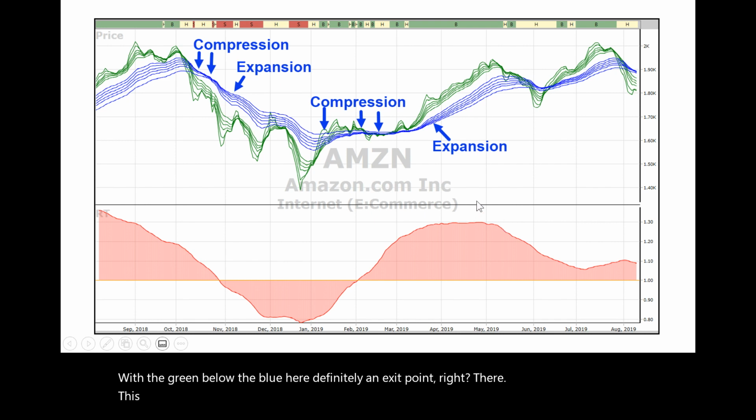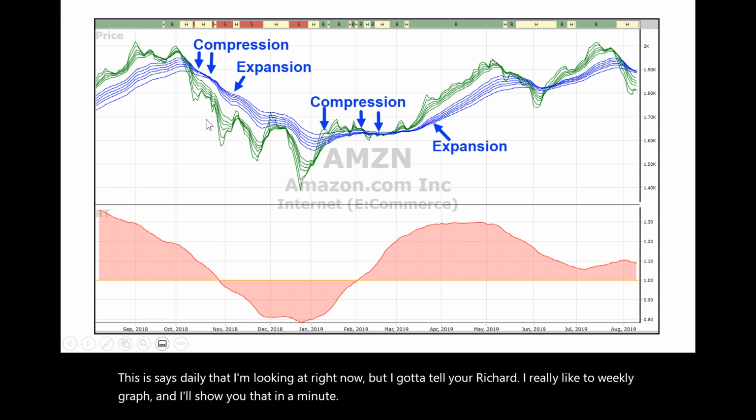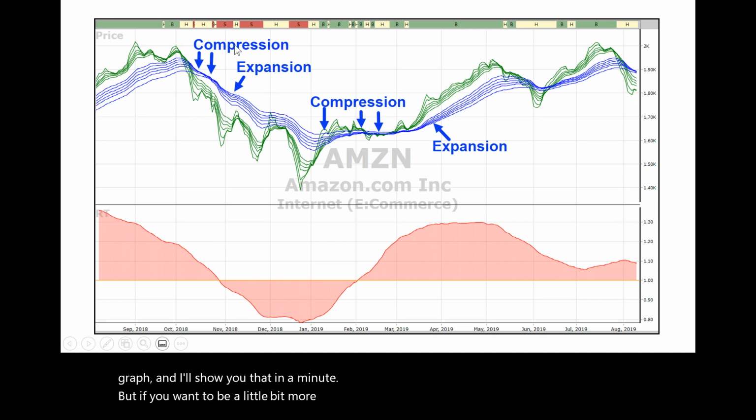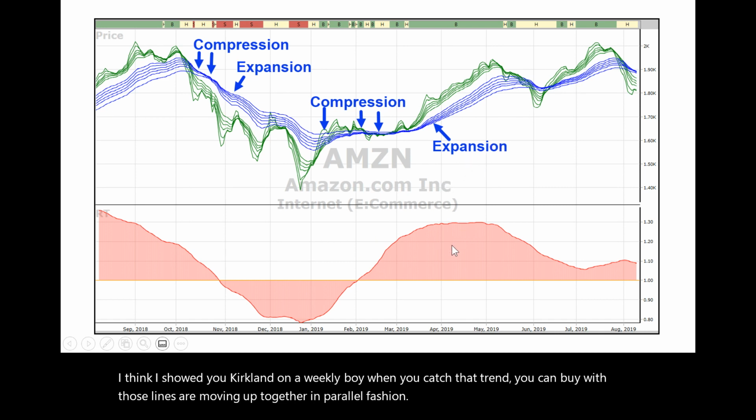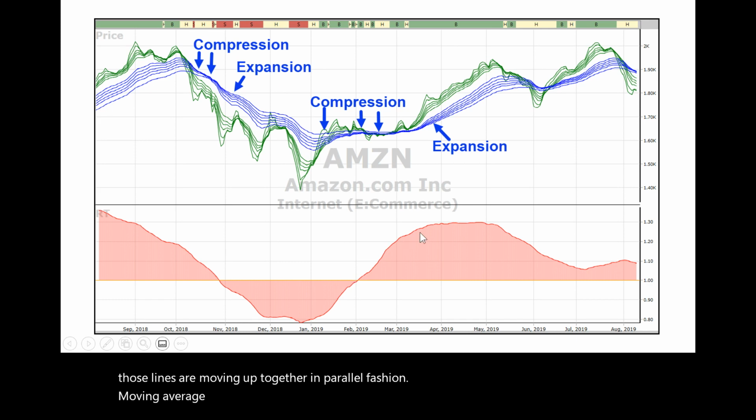This is daily that I'm looking at right now, but I got to tell you, Richard, I really like the weekly graph, and I'll show you that in a minute. But if you want to be a little bit more aggressive or faster, the daily is working just fine. But I think I showed you Kirkland on a weekly. Boy, when you catch that trend, you can buy when those lines are moving up together in parallel fashion and the RT moving average of 40 is above 1. Great opportunity.